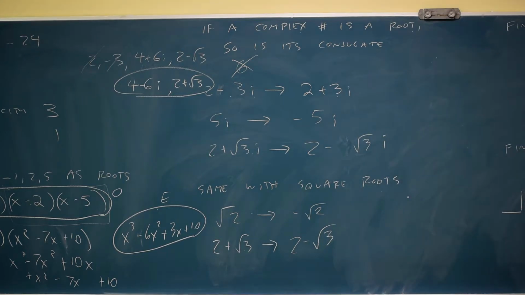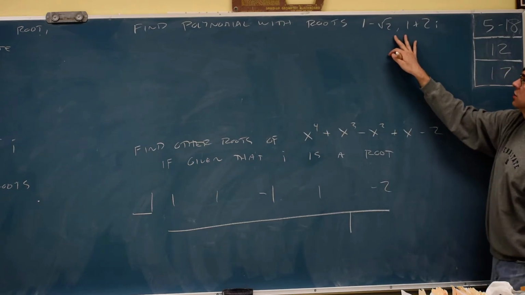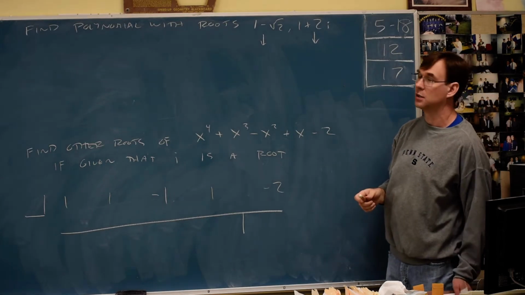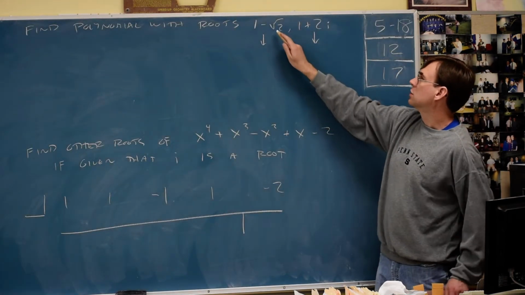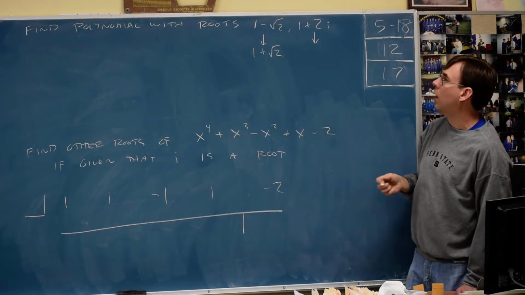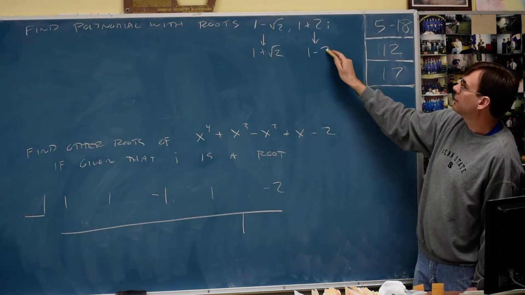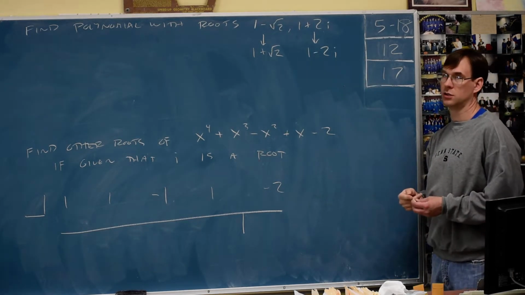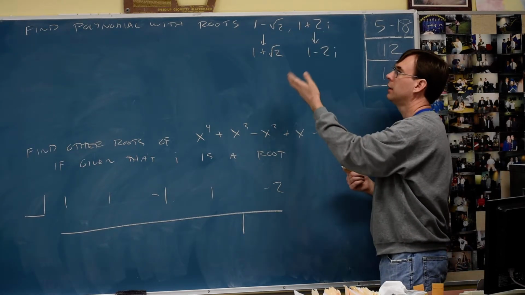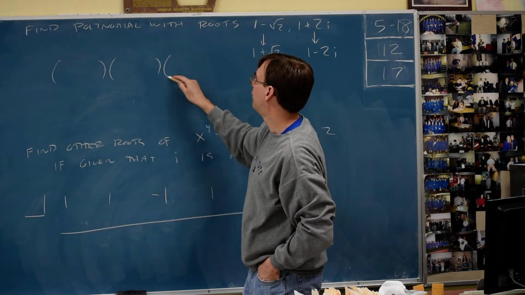What they're going to do on the next group of the homework is say, find a polynomial that has certain roots, but you're going to have to figure out that those roots bring some partners along. So if they throw you a 1 minus root 2, you throw back a 1 plus root 2. They throw you a 1 plus 2i, you throw back a 1 minus 2i. So even though they only gave you 2 answers, they really gave you 4. So you would have to set yourself up 4 factors.